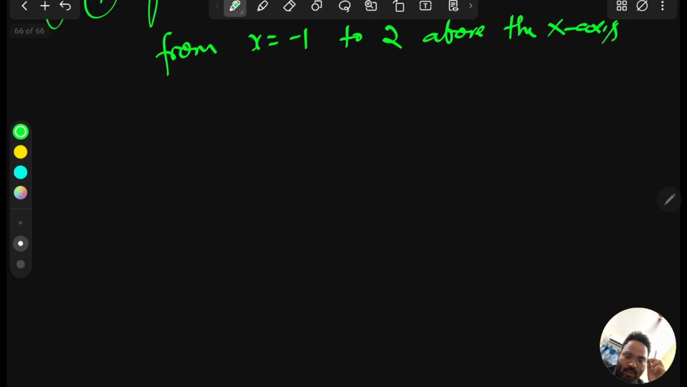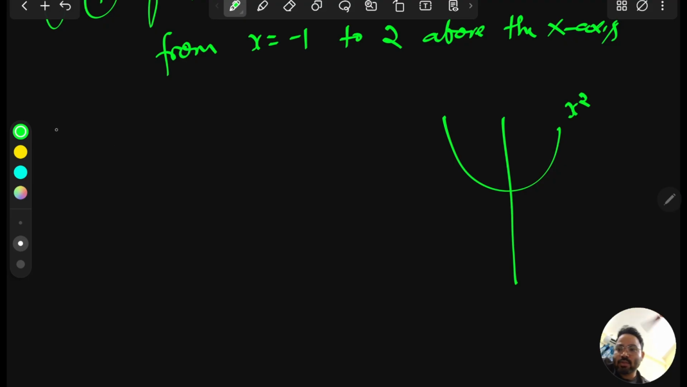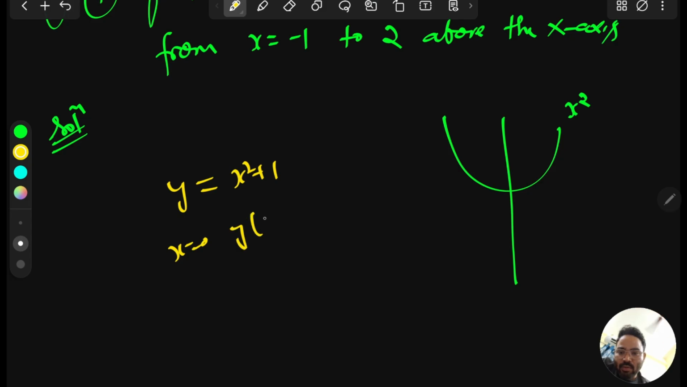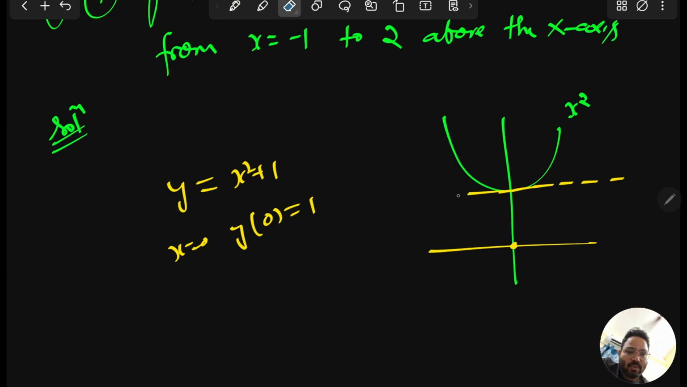See, we already know the graph of x square. X square graph is a parabola. And if you put y equal to x square plus 1, and if you put x equal to 0, your value of y is 1. Means at 0, your y value is 1. This is the functional value. This is the y value. So here, from where to where do we have to find out the area?